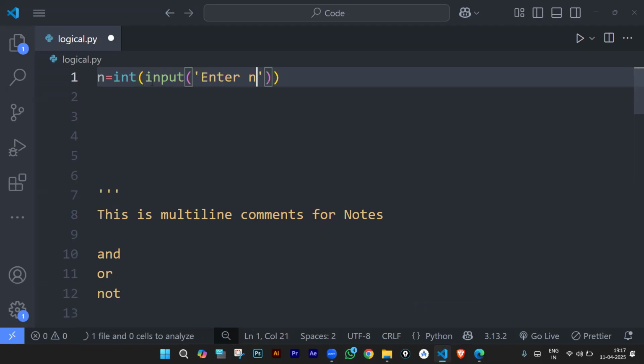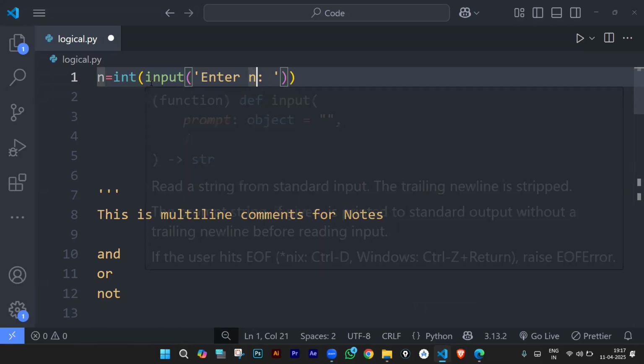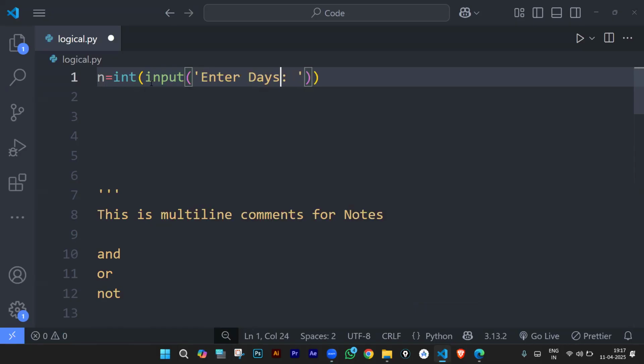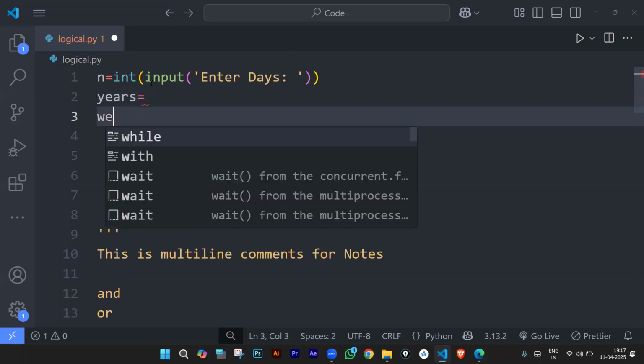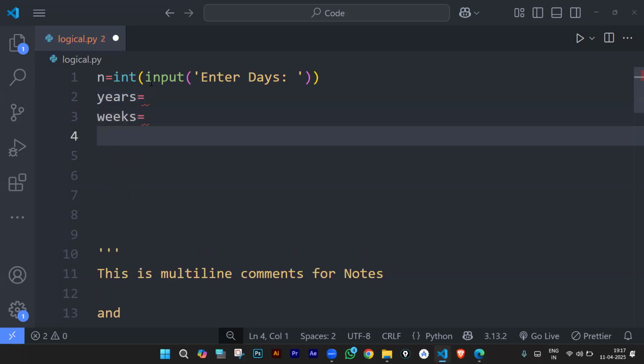I'm going to take the input number from the user. So I can write it as enter days. So I'll take the input number of days. Once I have taken the days, I need to calculate years, I need to calculate weeks, and I need to calculate remaining days.